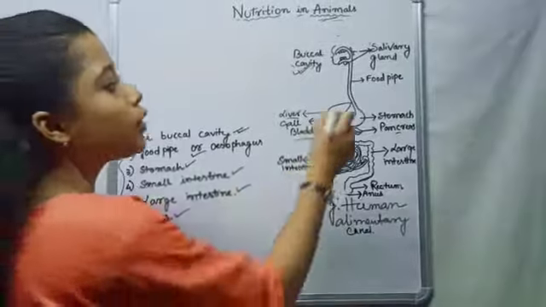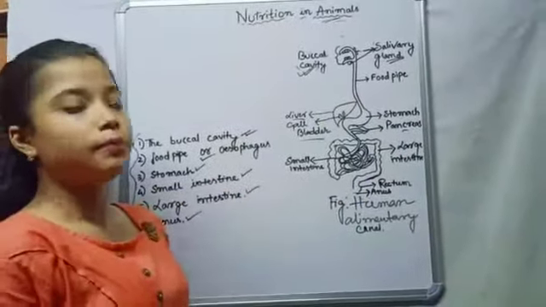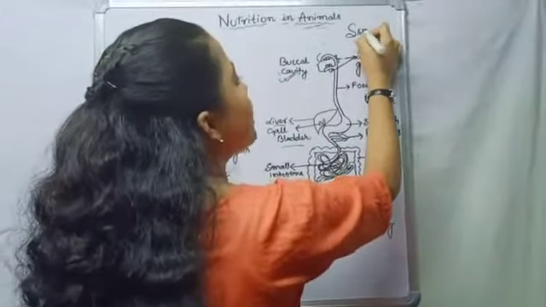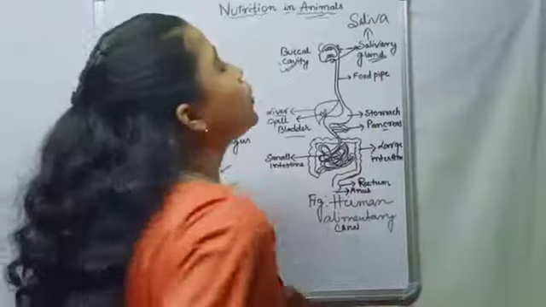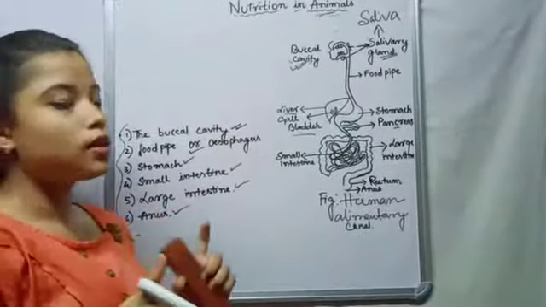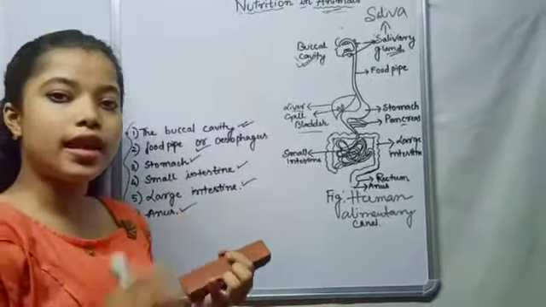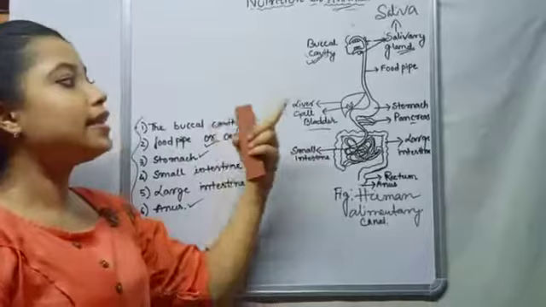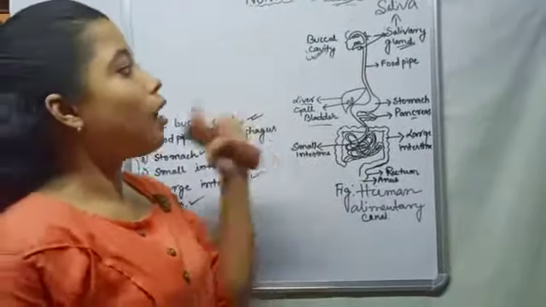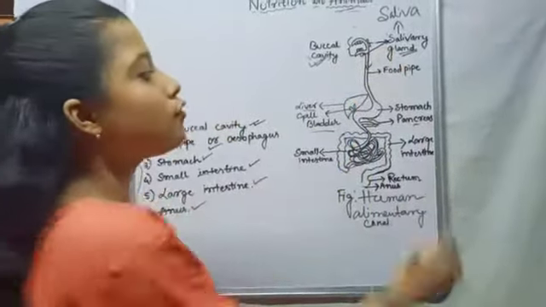Now, what enhances the swallowing process? You can see here the salivary gland. What is the function of the salivary gland? It secretes saliva, which enhances the swallowing process. And the tongue helps in mixing the food particles with saliva so that it can be easily swallowed by us. Once the food is swallowed, it enters the food pipe.